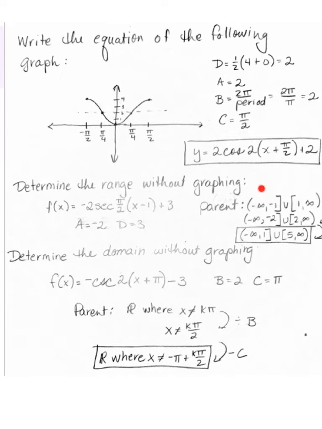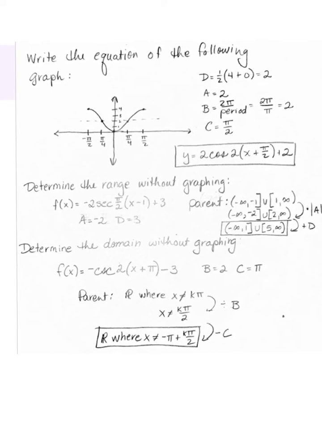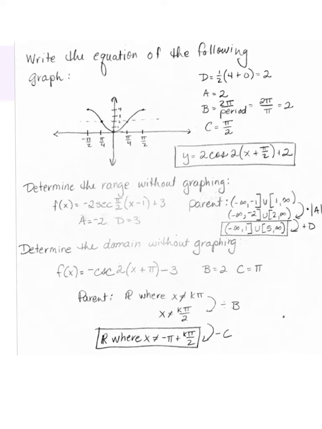We're supposed to determine the range of the function without graphing. So if you think about the range of the parent function for secant, the range is negative infinity to negative 1 and 1 to infinity. To this, we multiply by A and we add D, and I multiplied by the absolute value of A.